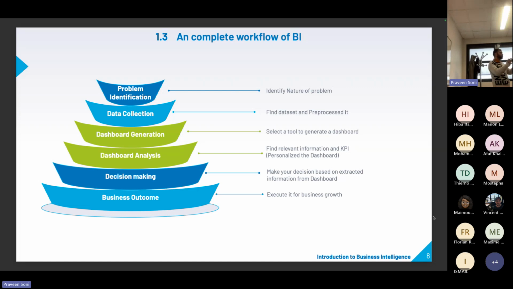For example, I want to open one shop below, and I need this particular amount. This is the decision I am taking. Then after opening that shop, I will get some business outcomes. Again, I will make an analysis of the data I collect. This is how, starting from the problem, BI comes like this, and in between you have the information visualization.